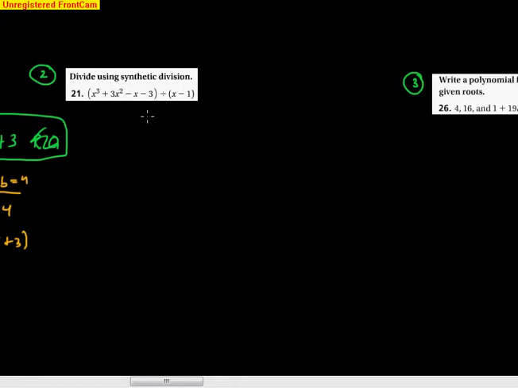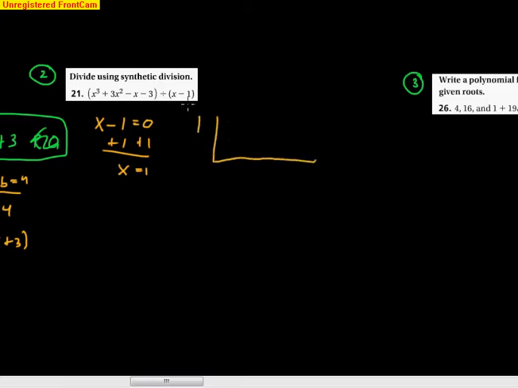Now, when you are dividing using synthetic division, when they give you this parentheses x minus 1, you must pretend you're setting it equal to 0 and solving. Add 1, add 1. You want to use 1 in the synthetic division, and it goes on the outside.